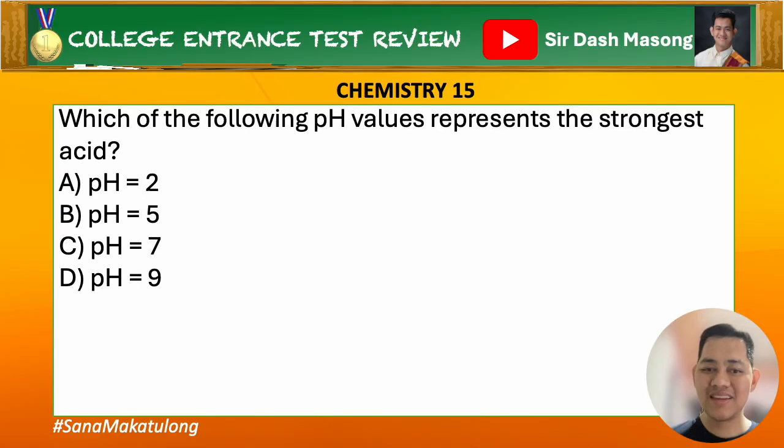Chemistry 15. Which of the following pH values represents the strongest acid? A. pH equals 2. B. pH equals 5. C. pH equals 7. Or D. pH equals 9.